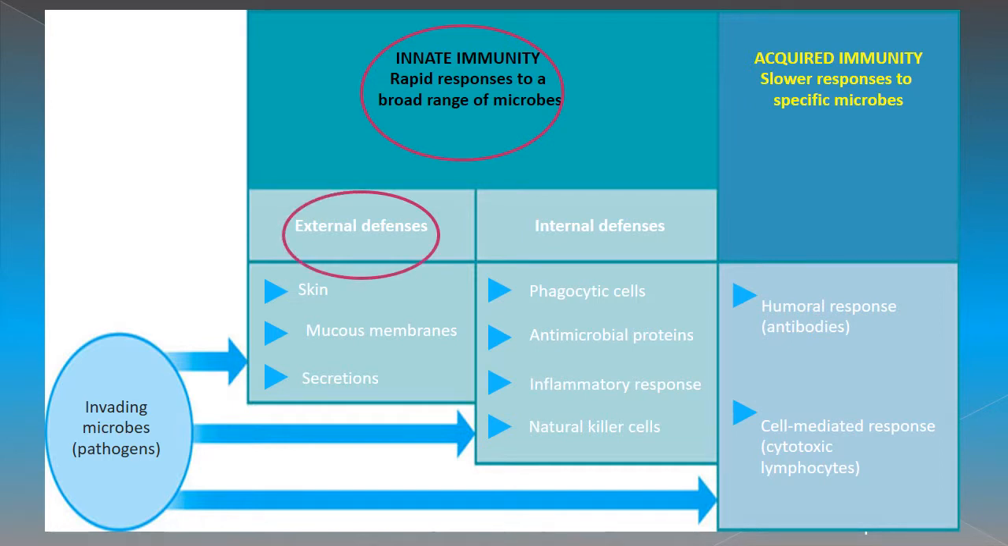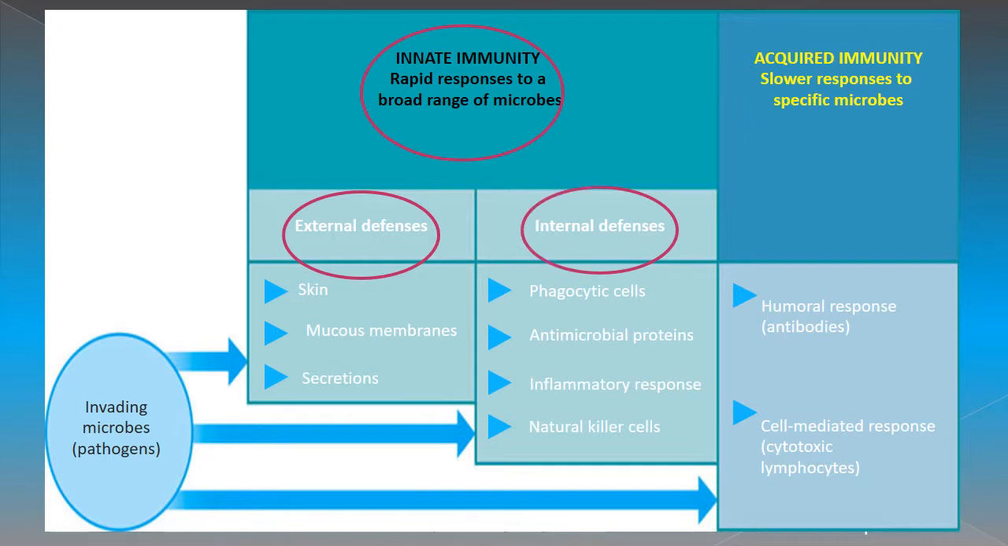Every day we are exposed to hundreds of different pathogens, but they don't really cause any diseases in us because our skin protects us. The microbes, for example, cannot reach our blood vessels. Other external defenses include our mucous membrane and secretions such as those from our tear glands. The other aspect of our innate immunity includes our internal defense.